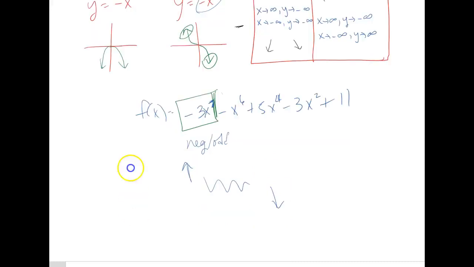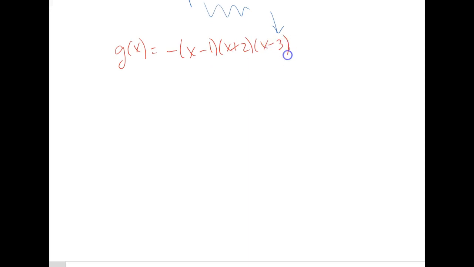So how do we use that for factored form? Factored form is absolutely my favorite to graph, and I think it's the easiest. So let's make something up. How about negative x minus 1 squared? Actually, we won't go there yet. Let's do x minus 1, x plus 2, x minus 3. All right, so let's say that we were asked to graph this.